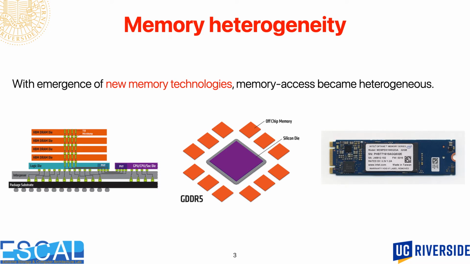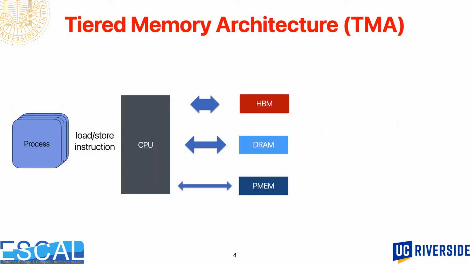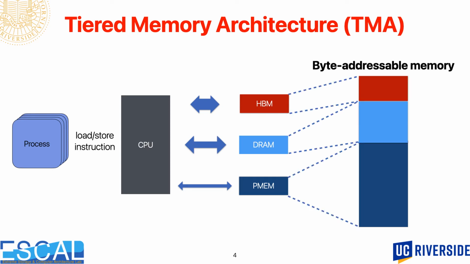With the emergence of new memory technologies such as HBM or Optane, memory access became heterogeneous. In tiered memory architectures, let me call this TMA, different memories such as HBM, DRAM, and PMEM can be mapped into a single byte addressable memory space. However, depending on the data location, memory access latency can be different. In the figure, HBM has the lowest access latency and PMM has the highest. In terms of capacity, HBM has the lowest capacity and PMM has the highest.